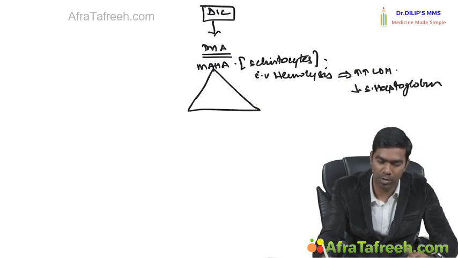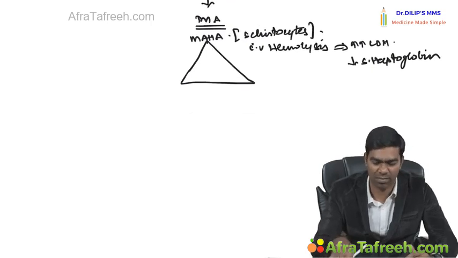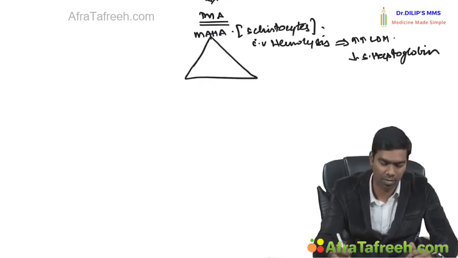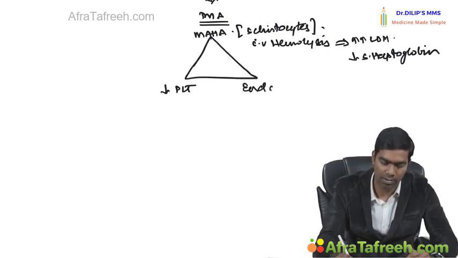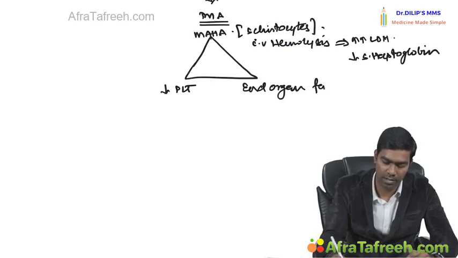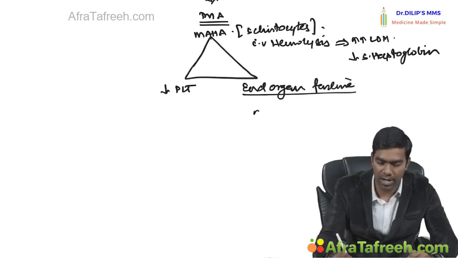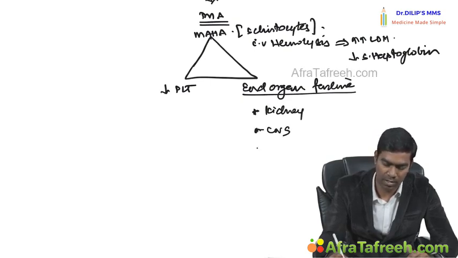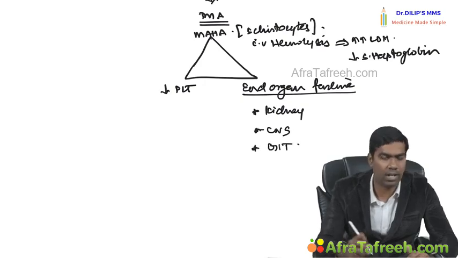And there will be hemoglobinuria, hemosiderinuria, and all this stuff, which we are not going to discuss. Already we have discussed enough. Then they are going to have thrombocytopenia. Then they can also have end organ failures. These end organ failures can be either kidney or brain or even GIT. Any end organ can fail.